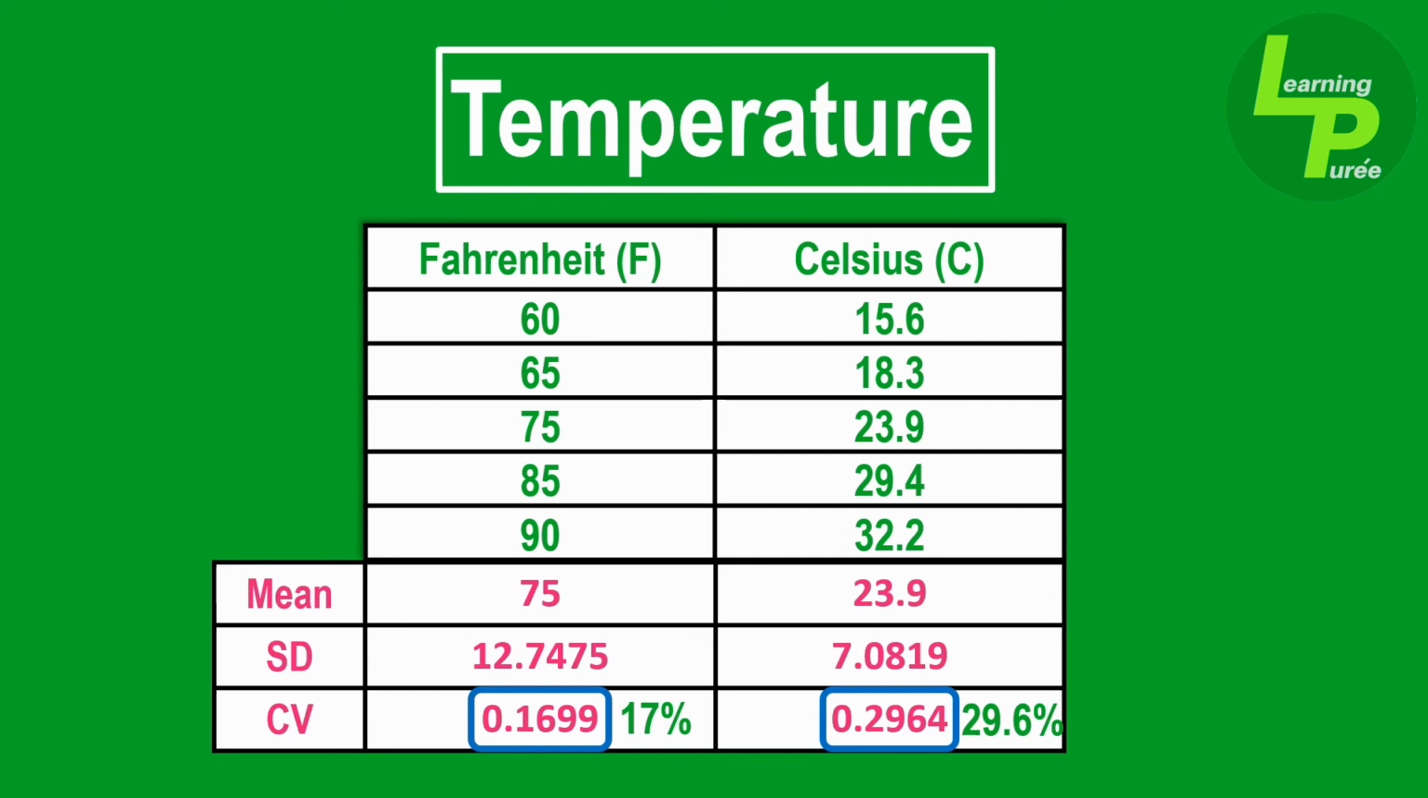Well, this is one case where the relative measure of variability fails. Temperature is an interval scale where the concept of absolute zero temperature, or in other words, a lack of temperature, does not exist. As a result, coefficient of variation fails in this instance.